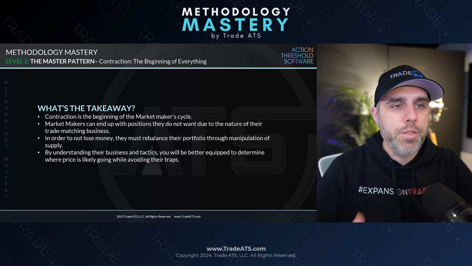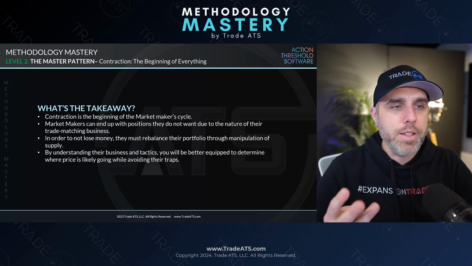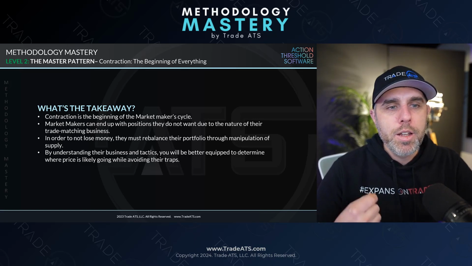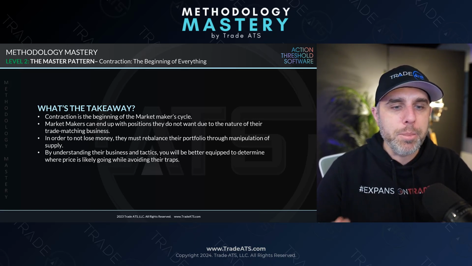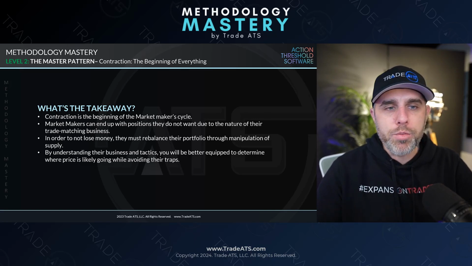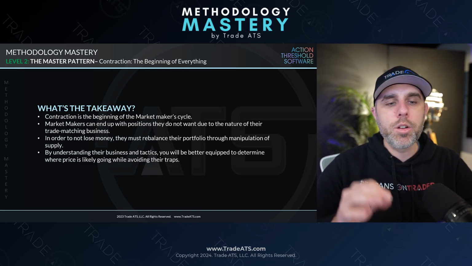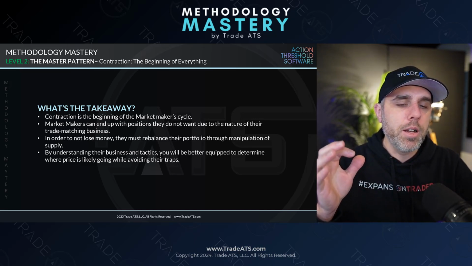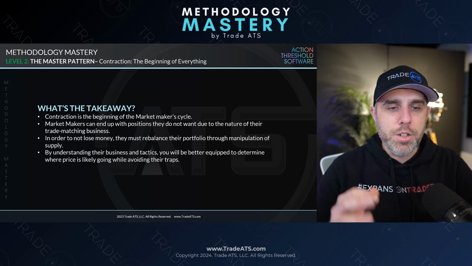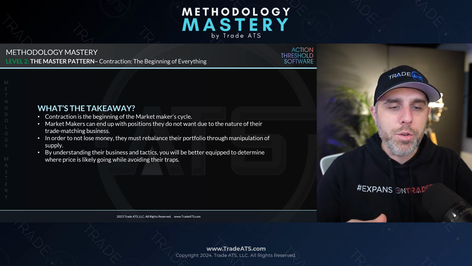Contraction is the beginning of the market maker cycle, the three market phases. Market makers can end up with positions that they do not want due to the nature of their trade matching business. In order to not lose money, they must rebalance their portfolio through manipulation of supply. Again, this is not necessarily nefarious all the time. They're not ultimately trying to steal money from everyone through manipulation. They do. But this is also a survival mechanism.